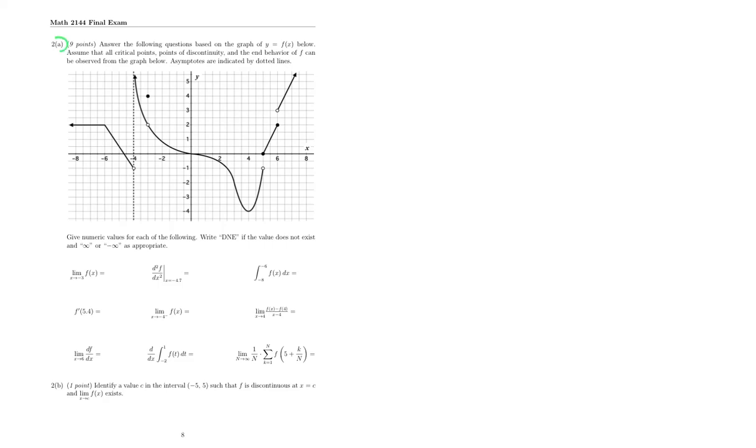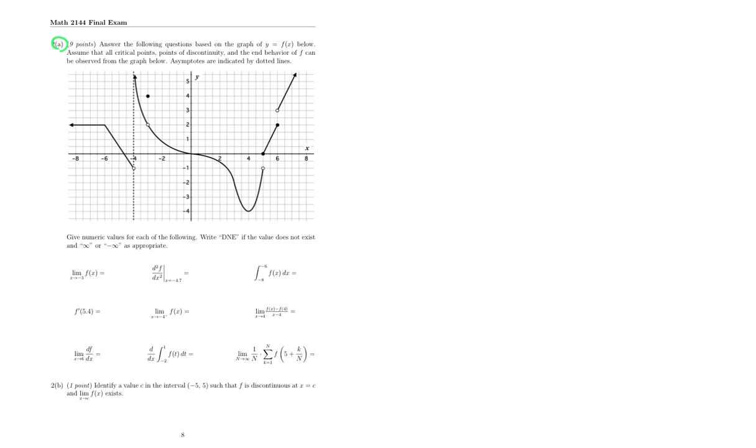Okay, number 2, starting with part A, assume the following questions based on the graph shown below. Assume that all critical points of discontinuity, and the end behavior of f can be observed from the graph below. Asymptotes are indicated by dotted lines. So give a numeric value for each of the following, or write DNE if the function does not exist, or positive or negative infinity. So we're going to be going a little bit quick through these.